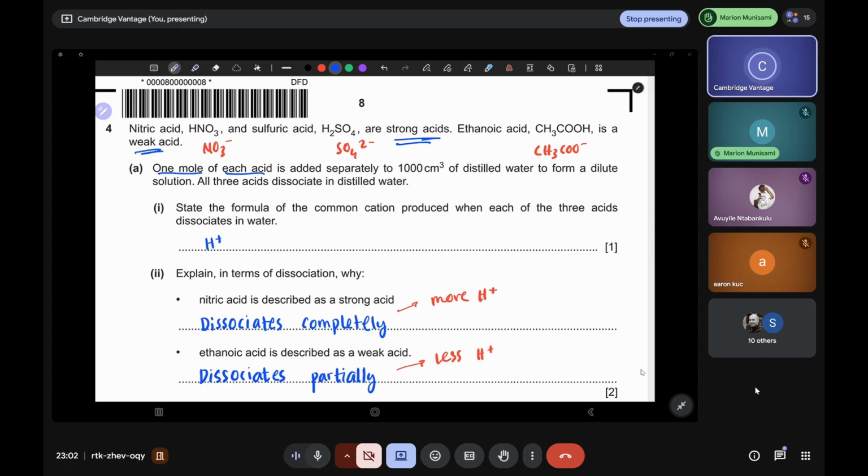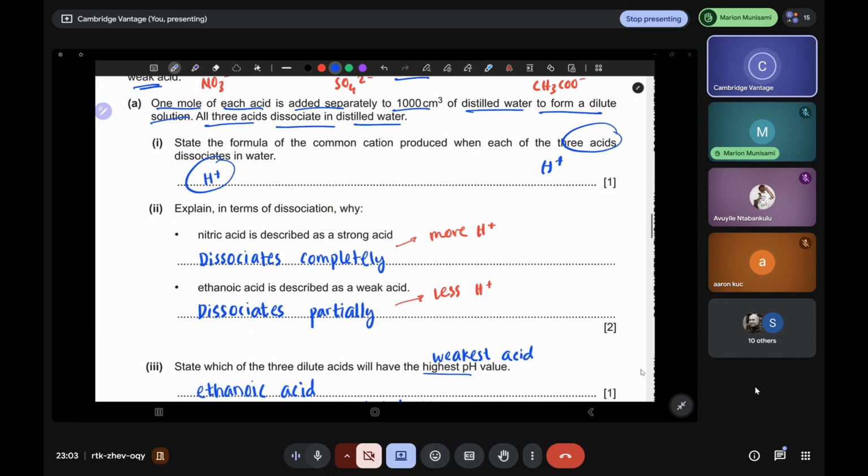1 mole of each acid is added separately to 1000 cm cube of distilled water to form a dilute solution. All 3 acids dissociate in distilled water. State the formula of the common cation produced when each of the 3 acids dissociates in water. All acids release H+. Acids are literally defined as proton donors. So the first thing that you should write down over here is H+. And notice this said state the formula. So if anyone ends up writing hydrogen ion, then you don't get the mark over here. You have to very clearly write down H+.